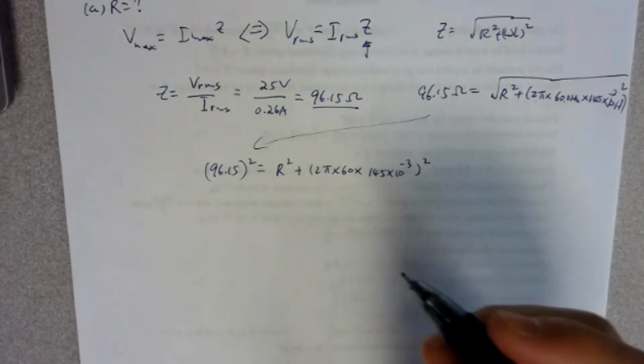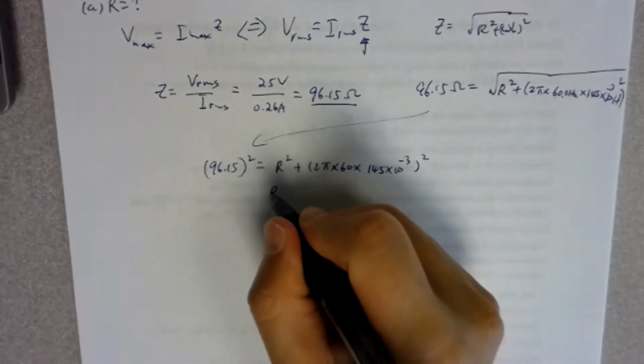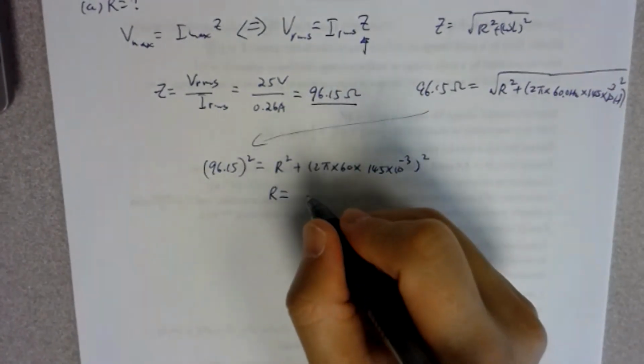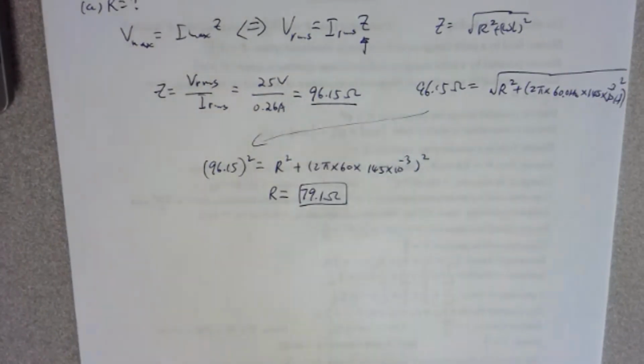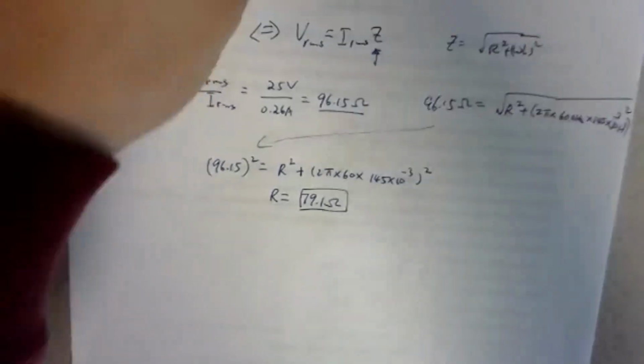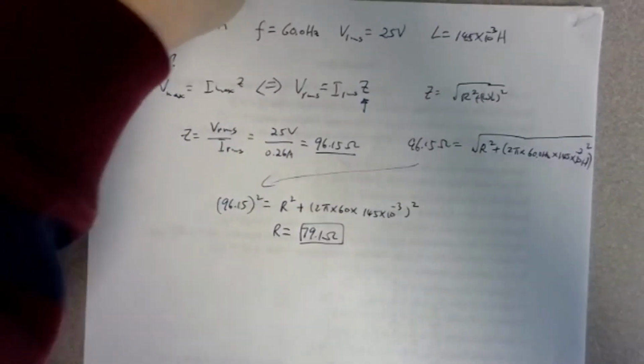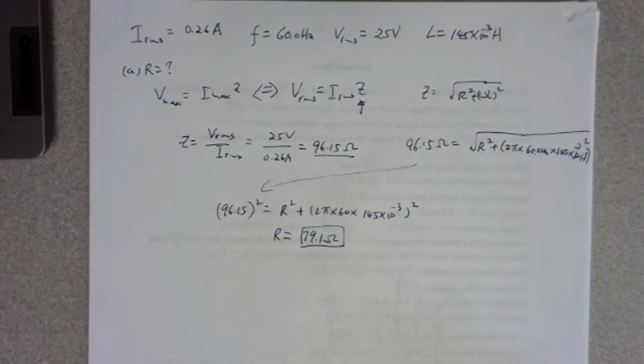So solve for R, okay? I think you guys know how to do that, we'll just skip that. So this gives you 79.1 ohms for the resistance, okay? So that's part A. Part B asks to find the RMS voltage across the resistor, okay?